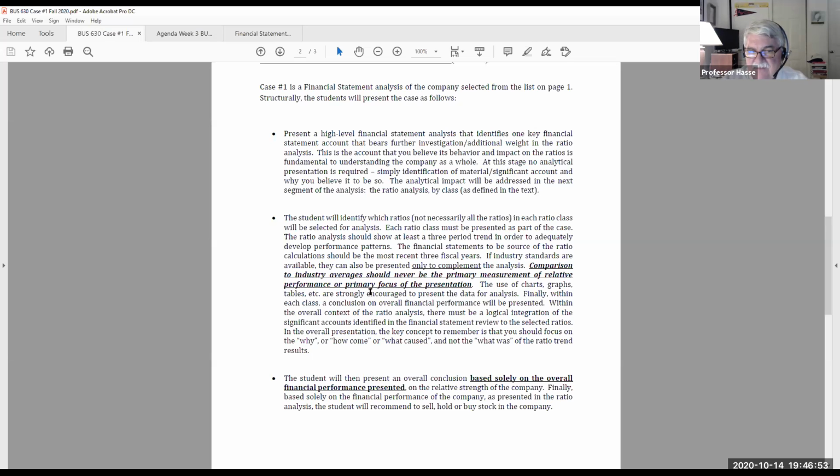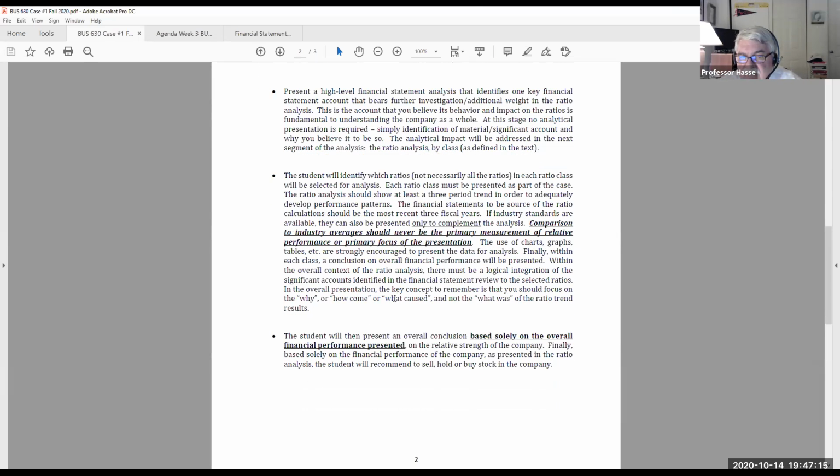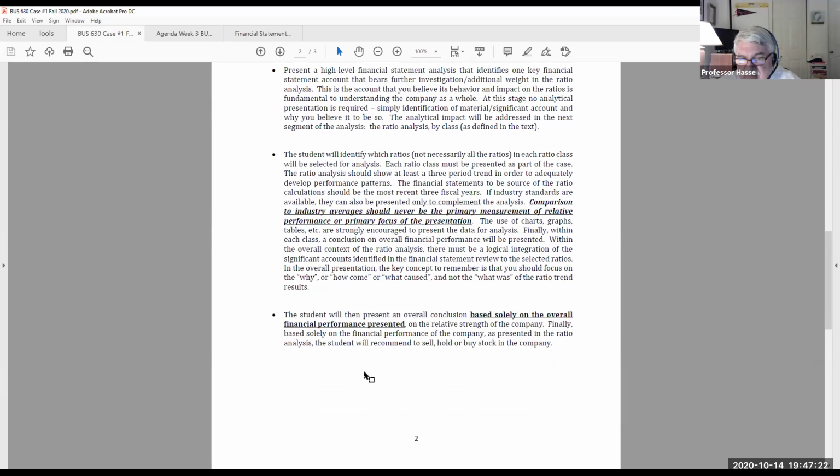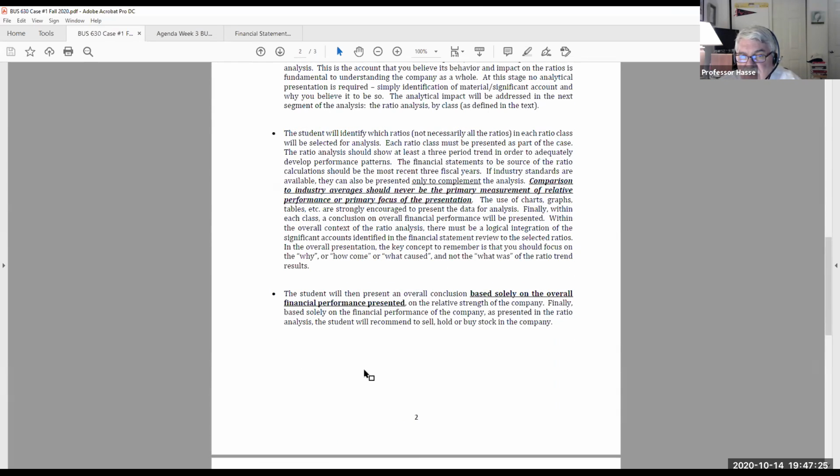Finally, within each class, a conclusion on overall financial performance will be presented. Based on your review of these 4 areas, what does it tell you about the company? What is that trend? What is it telling you? Then you will present an overall conclusion based on the financial presentation that you did on the relative strengths of this company. And would you recommend to buy or sell or own the stock?